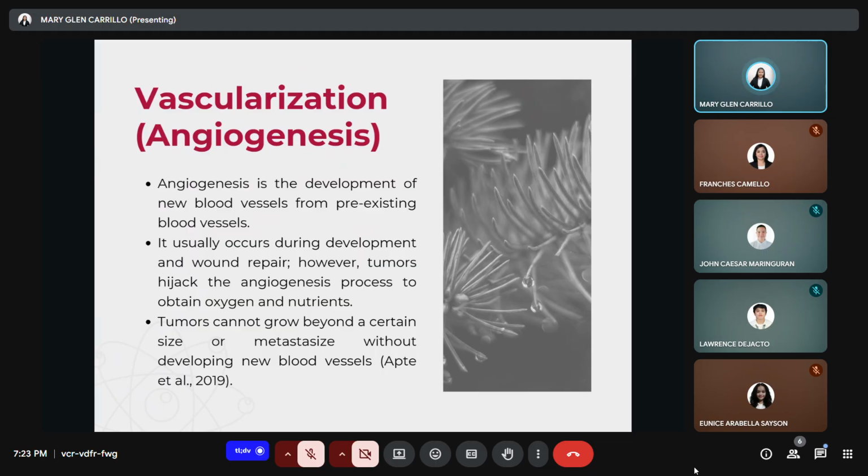Tumors hijack angiogenesis by tricking the body into growing new blood vessels around them. These new blood vessels act like a food supply line, giving the tumor oxygen and nutrients. Because of this, the tumor can grow much bigger and can even spread or metastasize. Later on, I will explain what metastasis is. That's why scientists say that tumors cannot grow beyond a certain size or metastasize without angiogenesis, according to Apti et al., 2019. In short, angiogenesis is one of the reasons why cancer can develop and become life-threatening.